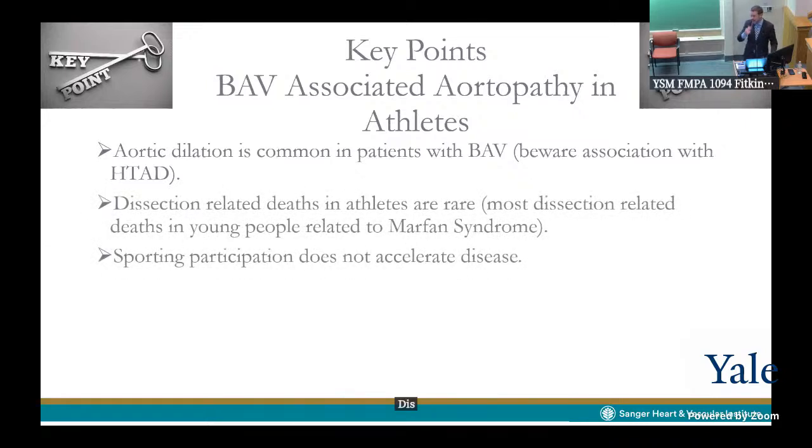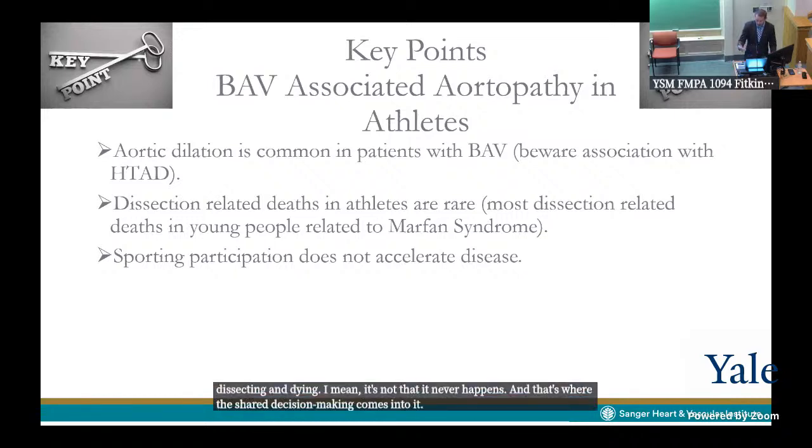Dissection-related deaths in athletes is very rare. When it does happen, it's usually related to Marfan's. There are cases of bicuspid aortic valves dissecting and dying. I mean, it's not that it never happens, and that's where the shared decision-making comes into it.